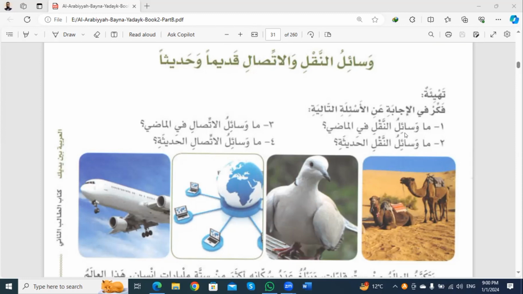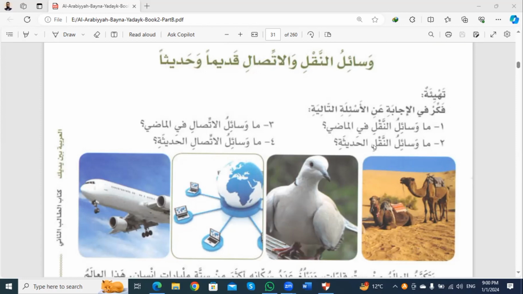Camels, donkeys, and mules. And pigeons, hammam. This is another thing.